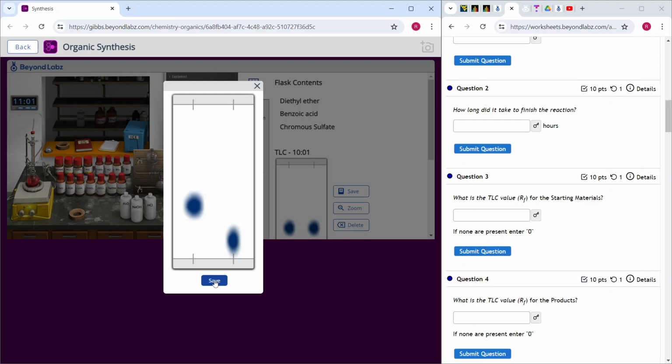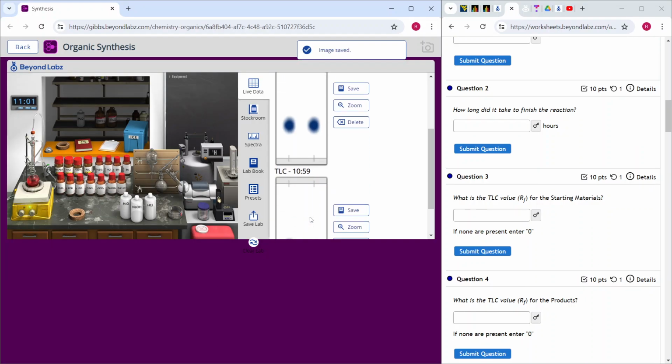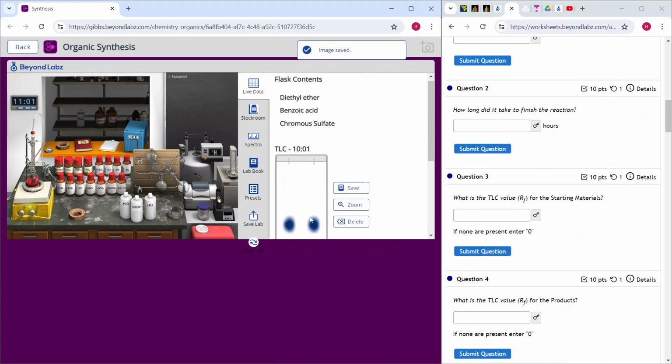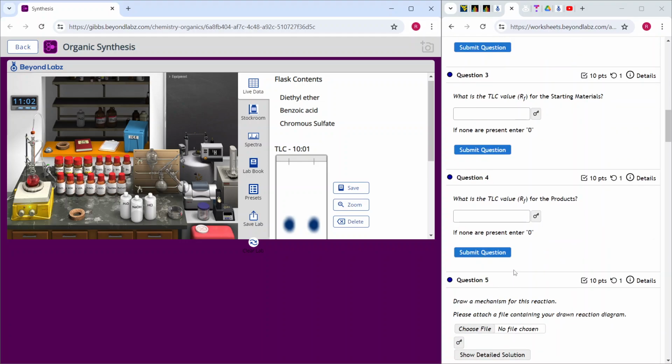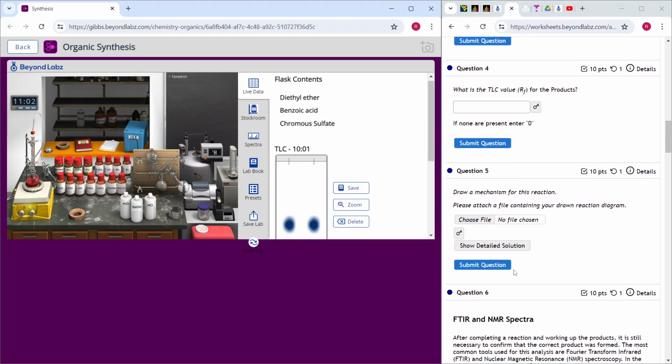Okay, so I'm just going to go ahead and save that, and it's automatically going to save in there. Go ahead and answer the questions for the TLC. It's asking you to draw the mechanism. Just go ahead, look at the video, and draw the mechanism of the reaction.